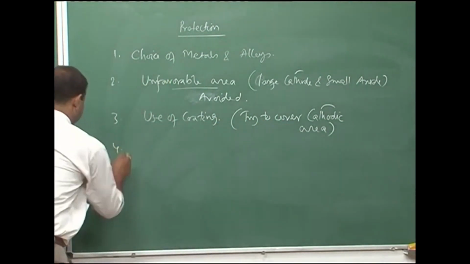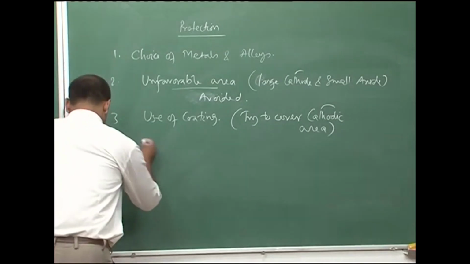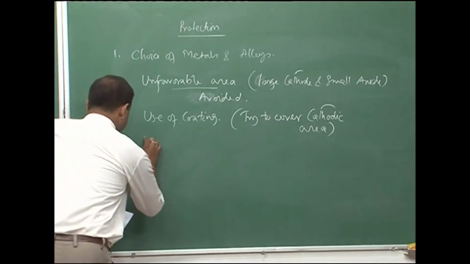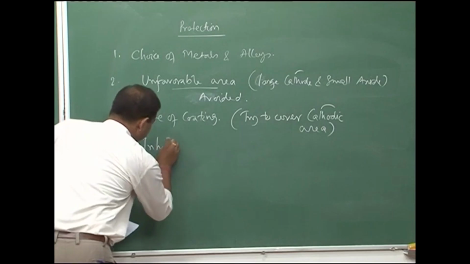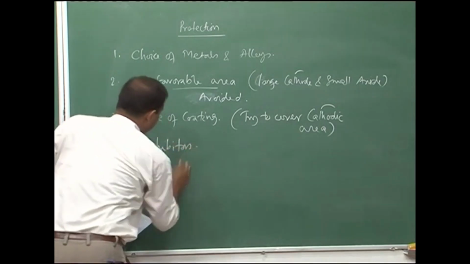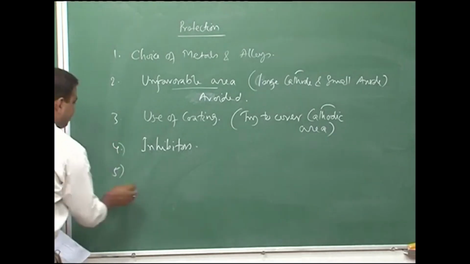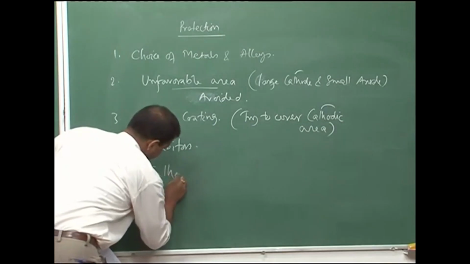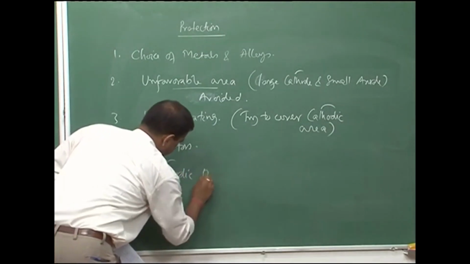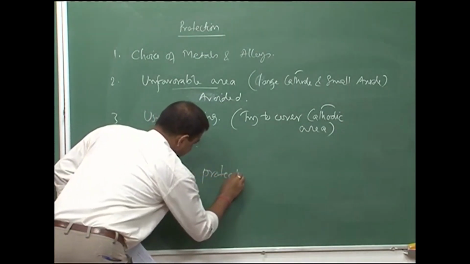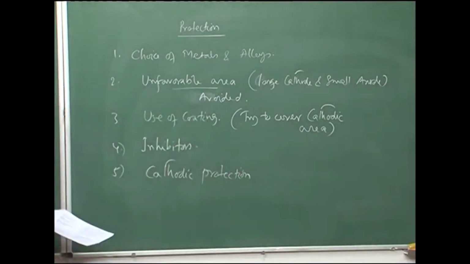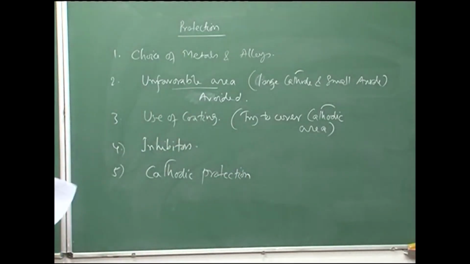Now, fourth is we can have inhibitors, which take care of corrosive species or some ions. Fifth, we can have cathodic protection.